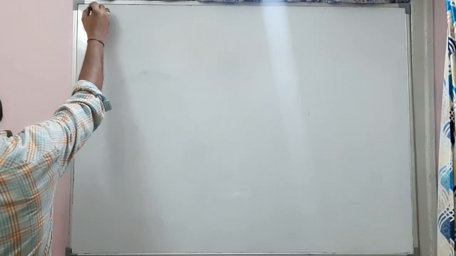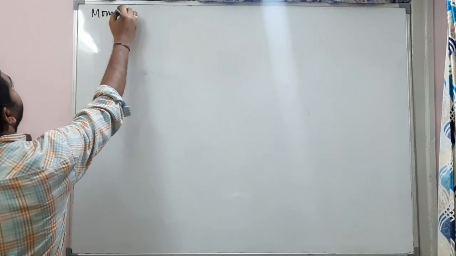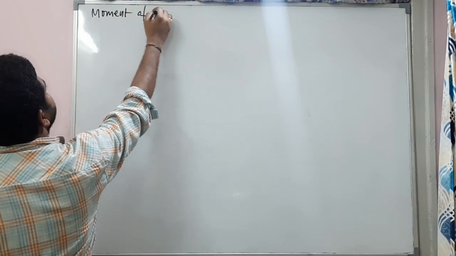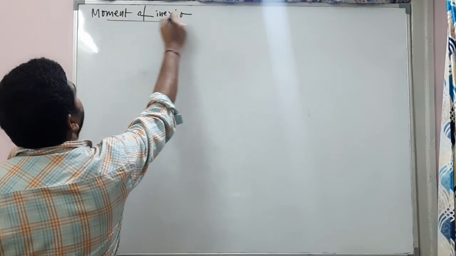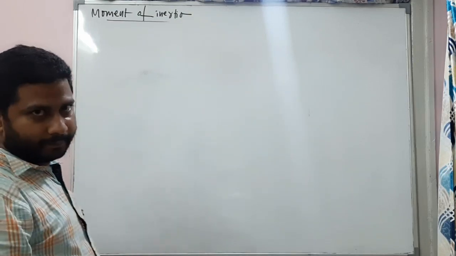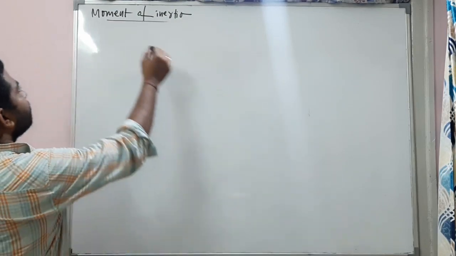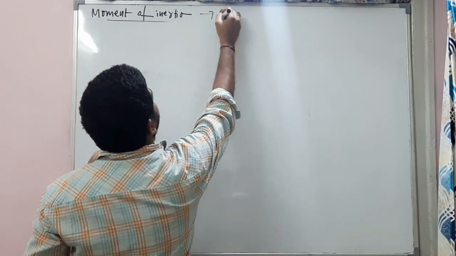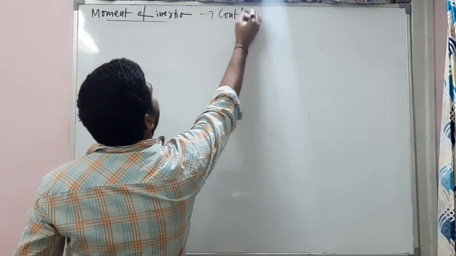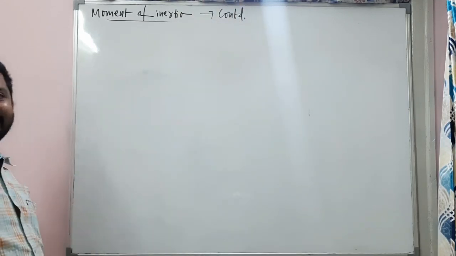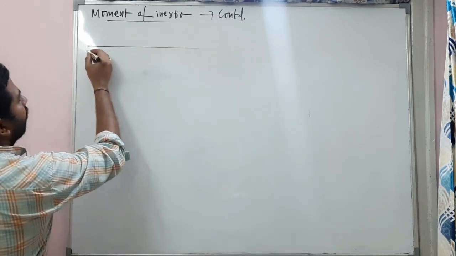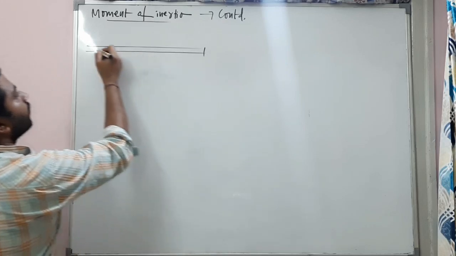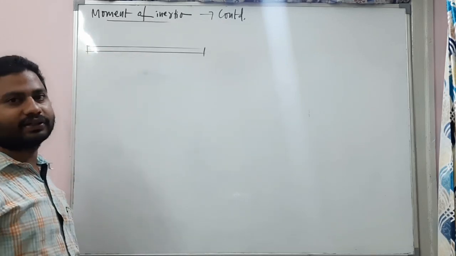Alright, let's continue the topic called moment of inertia, my dear children. A very important thing we are going to learn today. We were doing the continuation of moment of inertia in the last class. What we have discussed, I hope you remember: this is a rod, which comes under a continuous mass distribution.